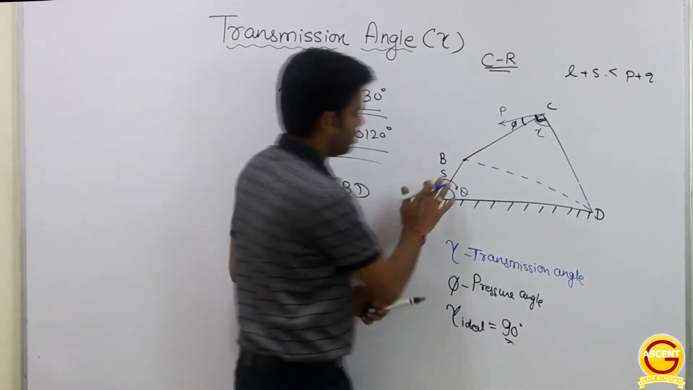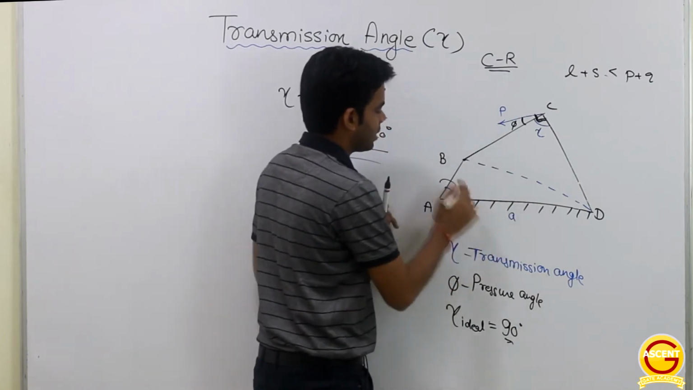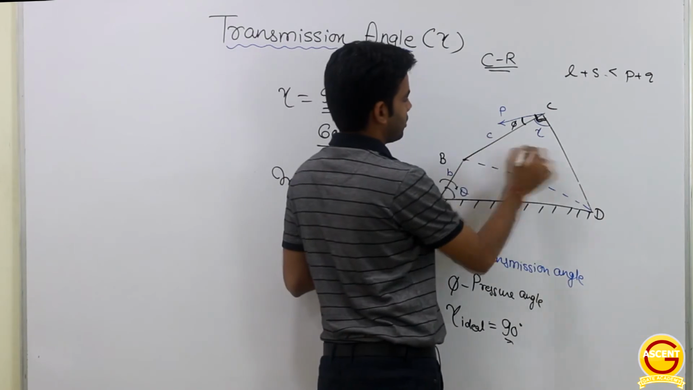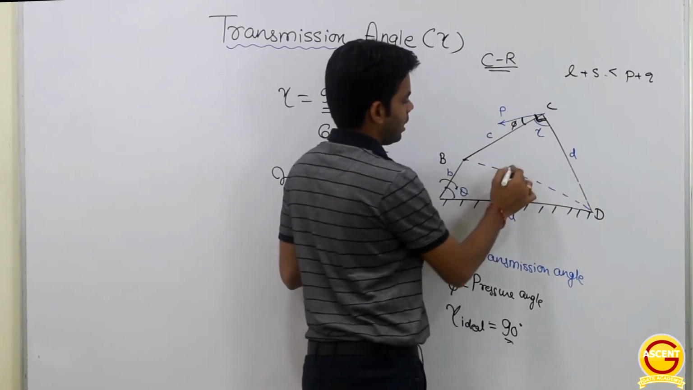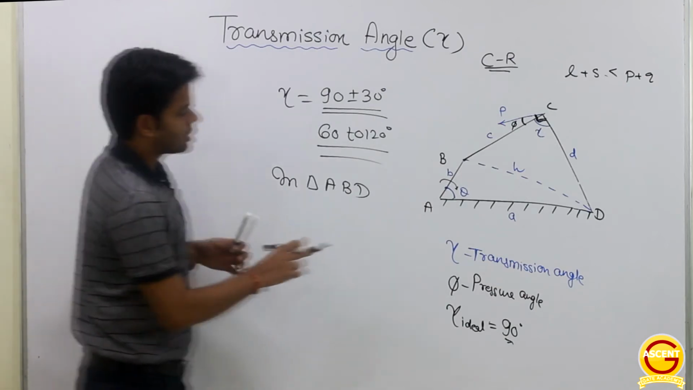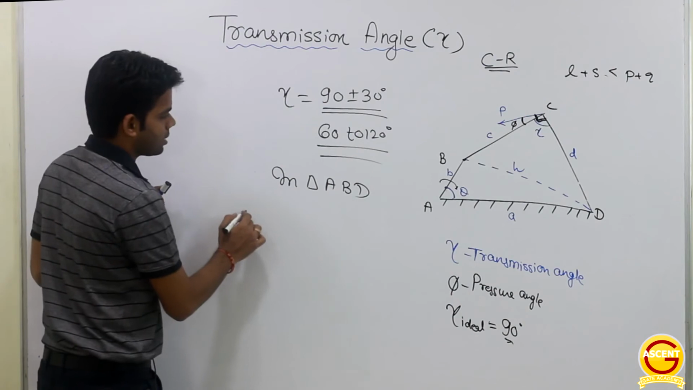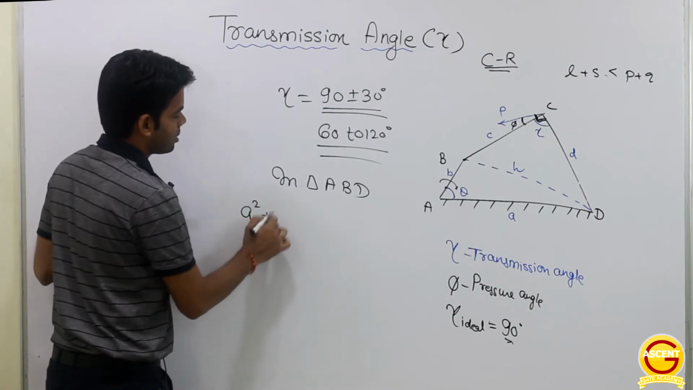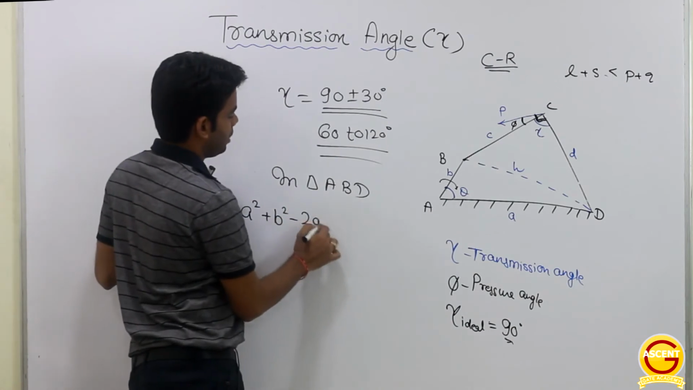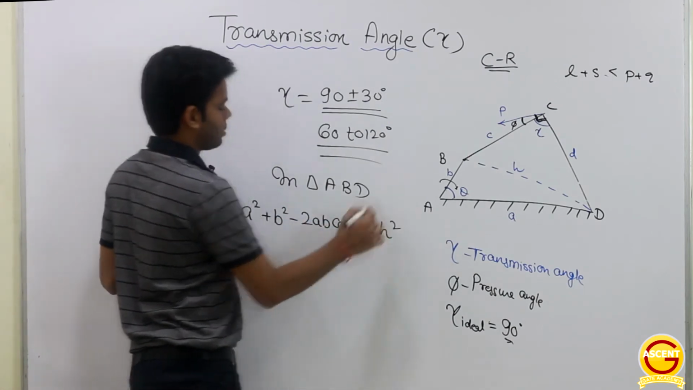Now let's suppose the lengths of these links are given. Let's suppose the length of this fixed link is A, the length of this shortest link is B, this length is C, this length is D, and this length is H. Getting this or not? Okay, now in this triangle ABD, what you can write is A square plus B square minus 2AB cos of theta, this should be equal to H square.